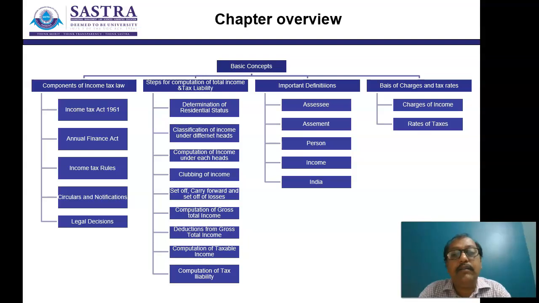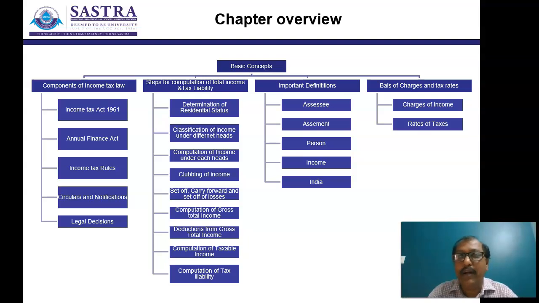Second part, the steps for computation of the total income and the tax liability, constitutes 6, 7, 8, 9 components actually. Okay, almost around 9 components. First step is going to be to determine the residential status, because the residential status of an individual will definitely define what the tax liability of that individual is going to be.